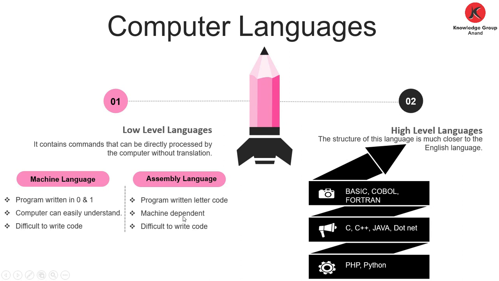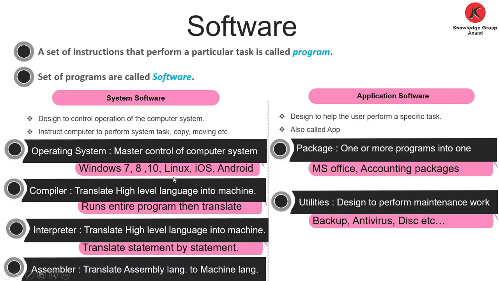Machine dependent means it depends on the machine. For example, if you have created a code for computer A, that could only work on computer A. If you copy that and paste it to computer B, it will not be accessible by computer B, because it is machine dependent, and it is very difficult to code again. So there are two types of low level language: machine language and assembly language.